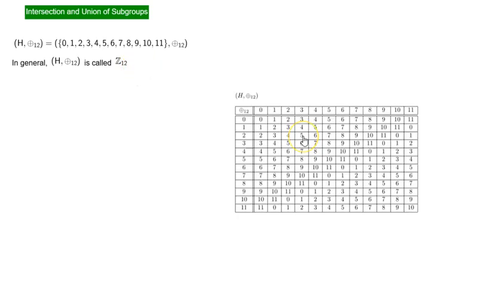Let us look at intersection and union of subgroups. Let's look at it using an example. So we have this group. Remember, we did a 12-hour clock. So this is that group. In general, we call it the Z12 group, integer addition modulo 12 group. And this is the Cayley table for this. Now the subgroups of H are this.